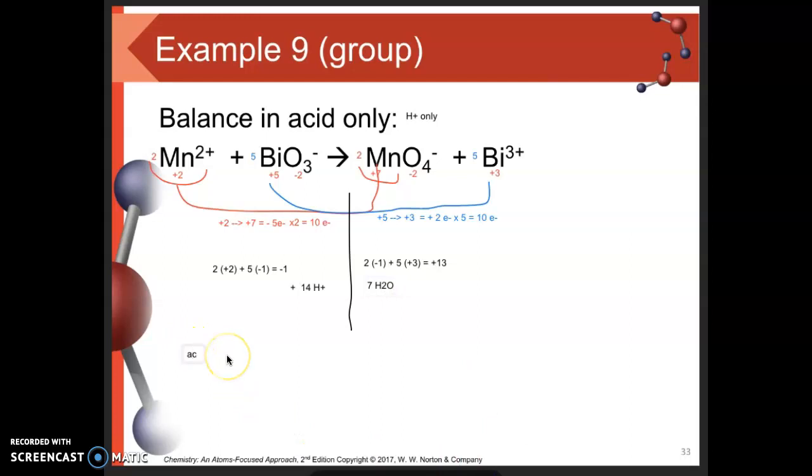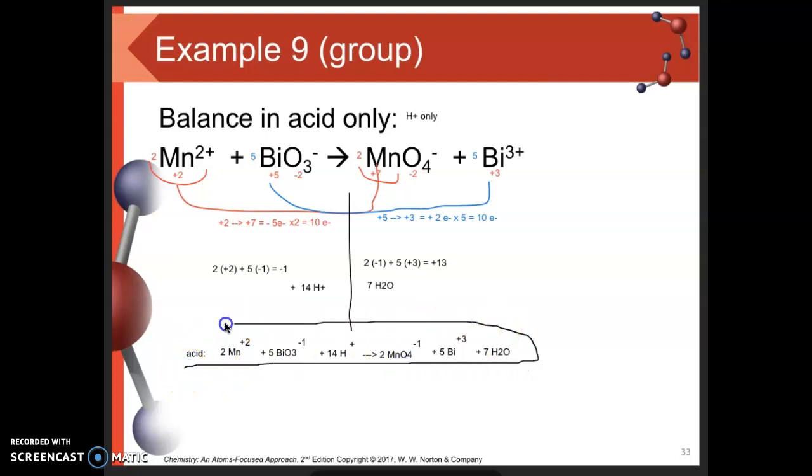And so if I put it all together, it would be 2 manganese, 2 plus ions, reacting with 5 bismuthate ions and 14 hydrogen ions to make 2 permanganates, 5 bismuth 3 ions, and 7 waters. And so there you have it, your balanced redox reaction in acidic solution.